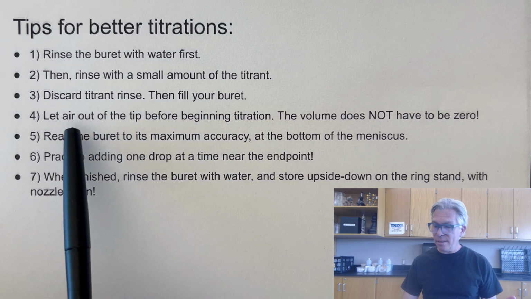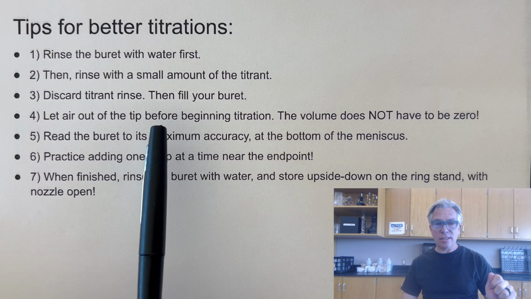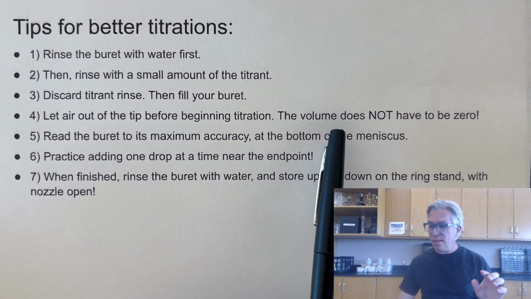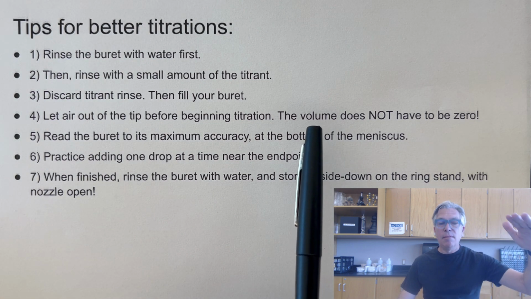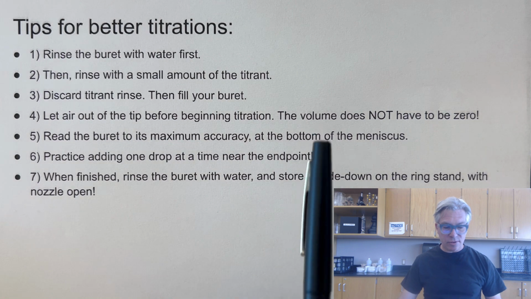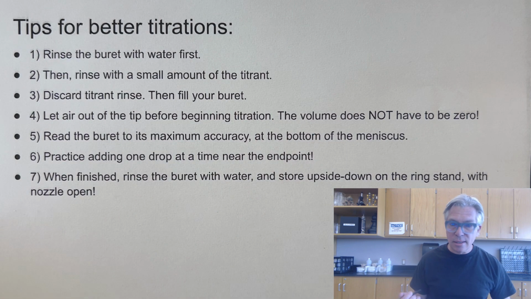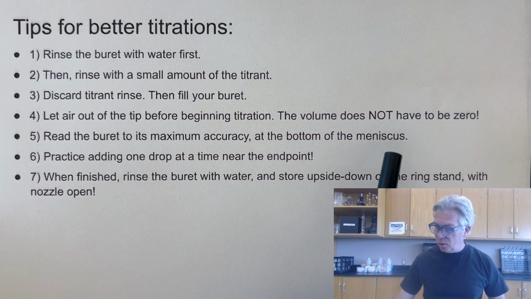And then let a little bit of air out of the tip. Just let some drain through so that the tip is full of your titrant. This volume does not have to be 0 at the top. A lot of people think it needs to be 0 right at the top. But just drain a little bit out. Your starting volume might be like 2.3 milliliters. But just go with that.